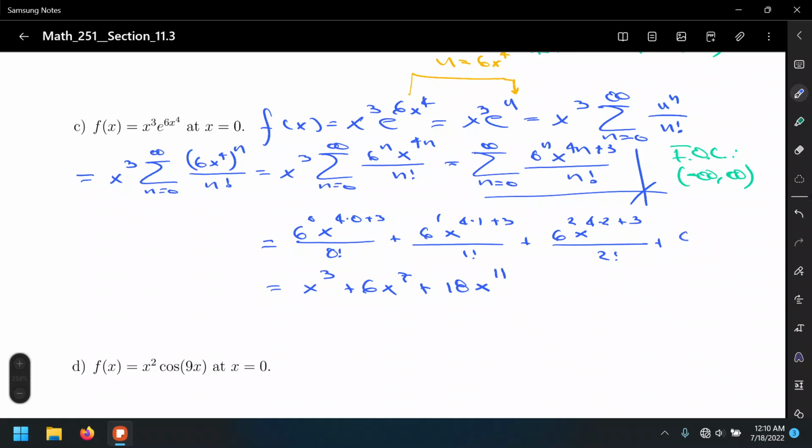Why not? 6 cubed, 4, no, that's x to the 4 times 3 plus 3 over 3 factorial. So 6 cubed, which is 216. 216 divided by 6 is 36. X to the 4 times 3, which is 12 plus 3, 15 power plus dot dot dot. Alright.